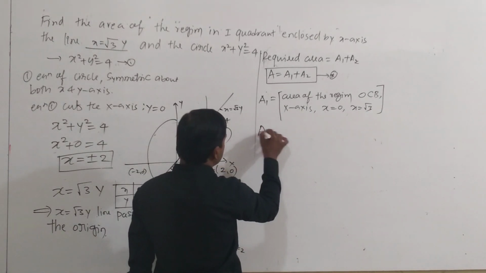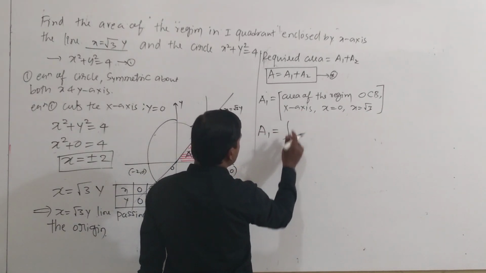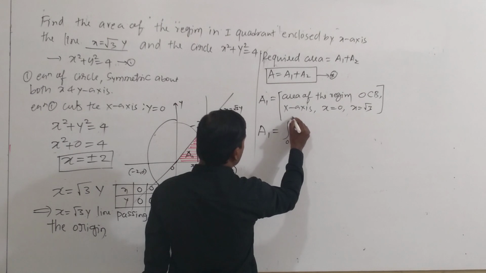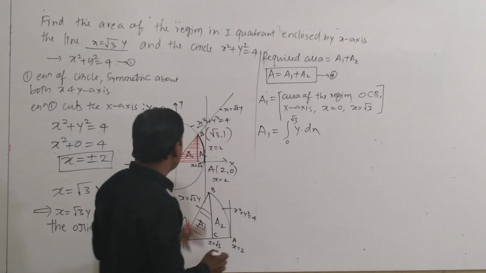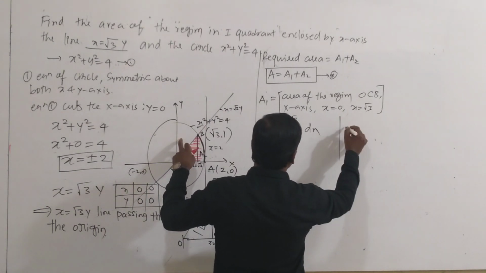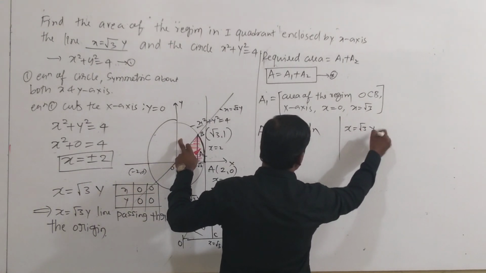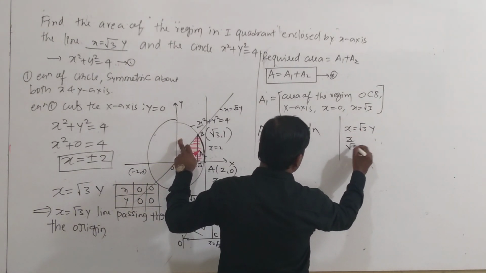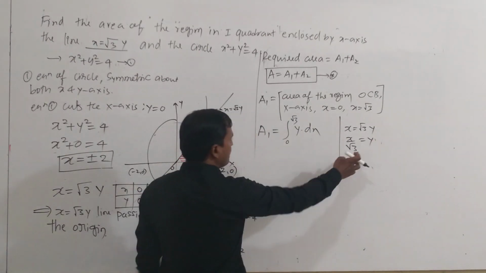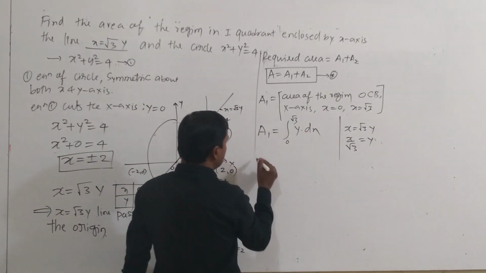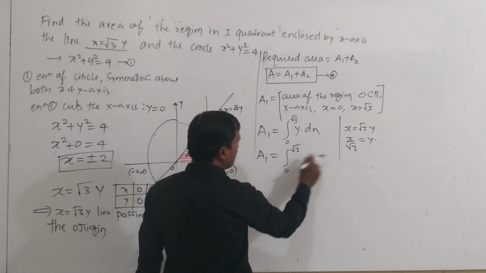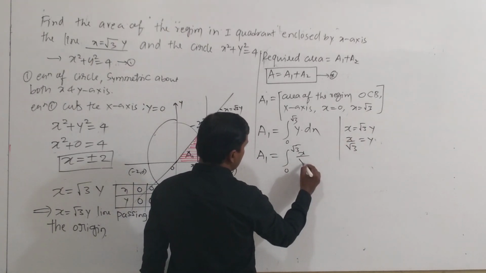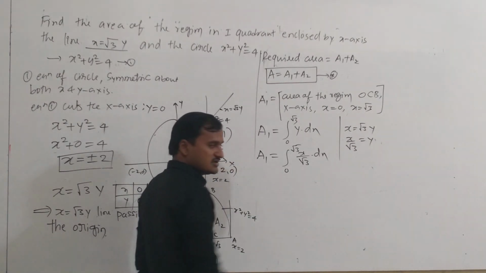So therefore A1 is equal to what? So integration of 0 to root 3 y into dx. Right. So here what is the value of y? So what is the given equation? x equal to root 3y means, so x by root 3 is equal to y, right? So I will substitute the value of y here. Therefore A1 is equal to integral 0 to root 3. What is the value of y? x by root 3 into dx, right?